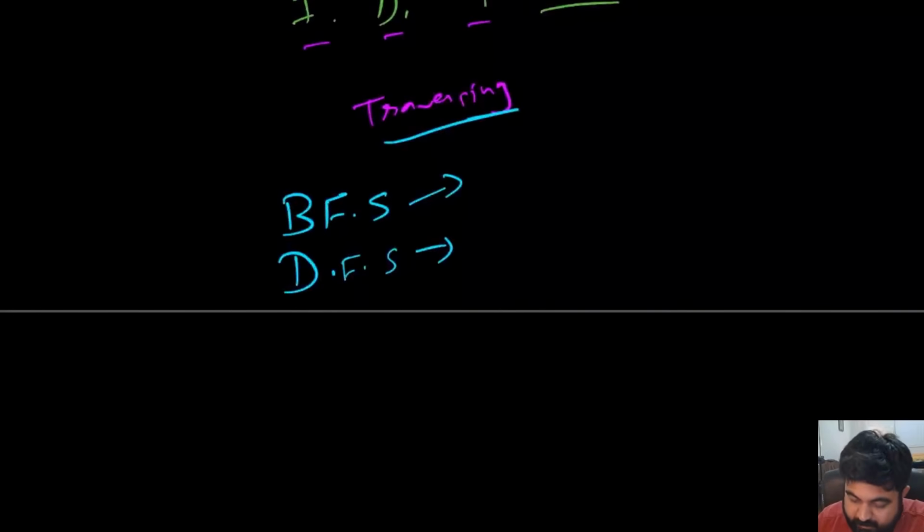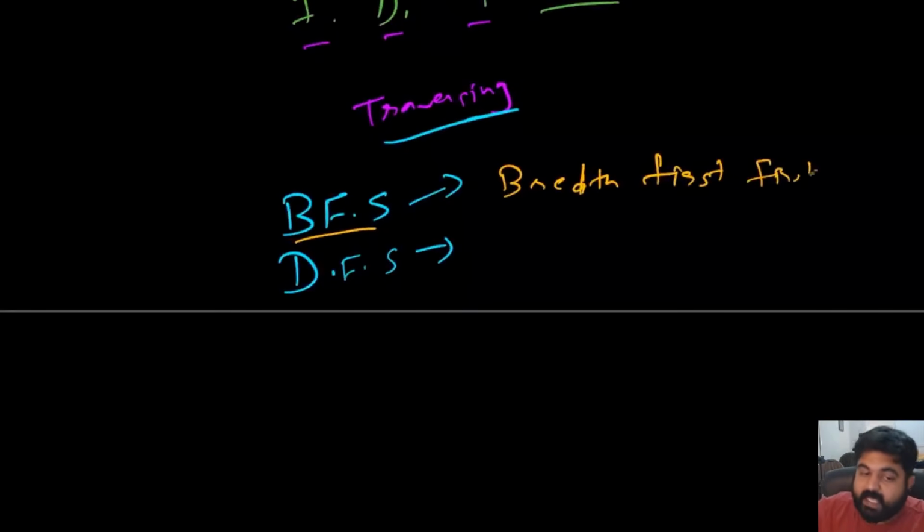So that's why let me give you the basic idea that BFS represents breadth first search. What does breadth first search mean? That we are actually going to search our neighbors first before going to their neighbors. And DFS means depth first search. What does depth first search mean?